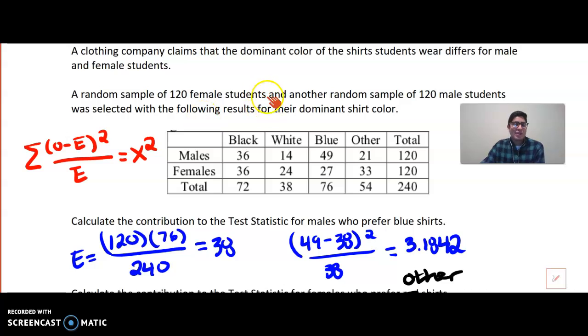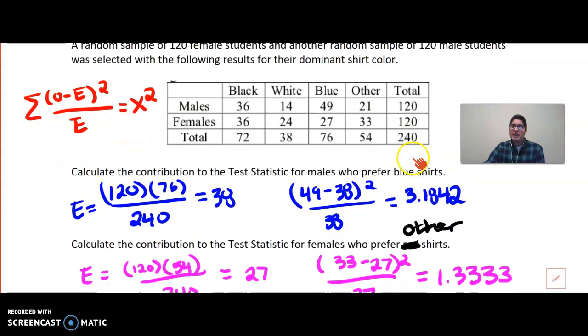Okay, now hopefully you had a good blast from the past looking at some of these probability questions, but let's go through the answers here. Contributions for the test statistic for males who prefer blue shirts. Well, 76 males prefer, 120 males are sampled, and 76 people prefer blue, and divided by 240 gives me an expectation of 38. The difference between the observed, which was 49, and the expected value, which was 38, 11 squared over 38, gives me a chi-square contribution of 3.1842.